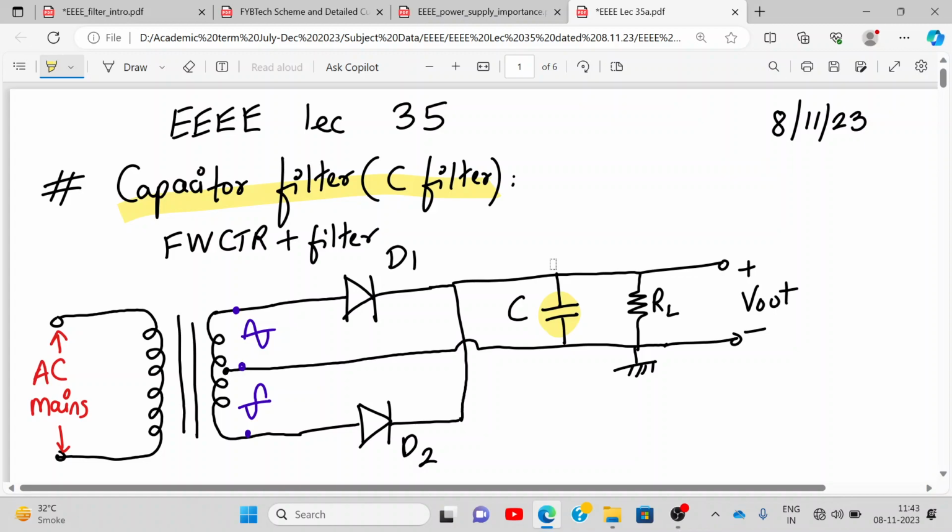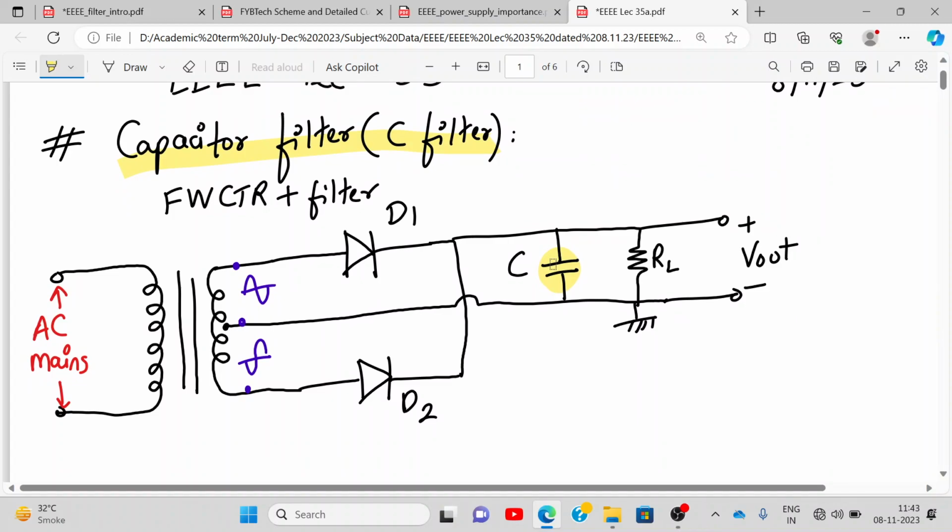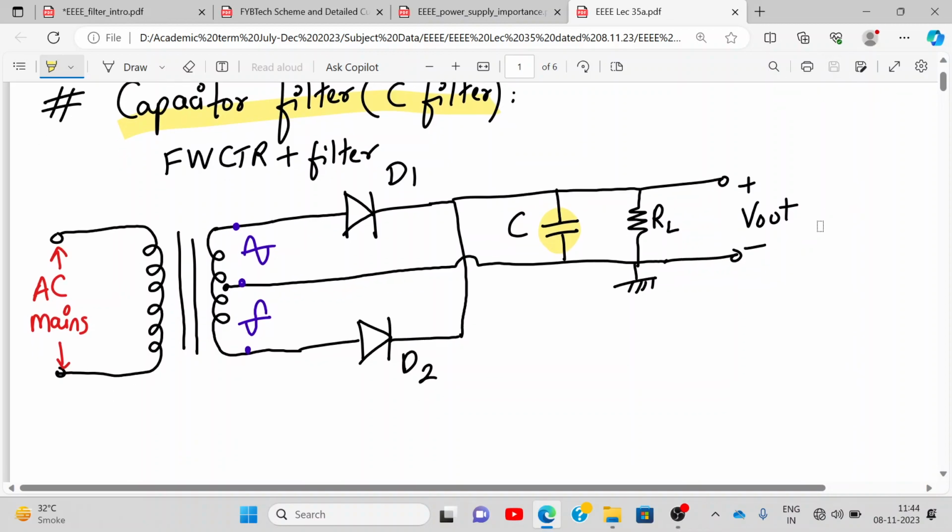Completed? Okay. Completed the diagram. This is my circuit diagram for a capacitive filter. Now we have to draw the waveforms and also explain.